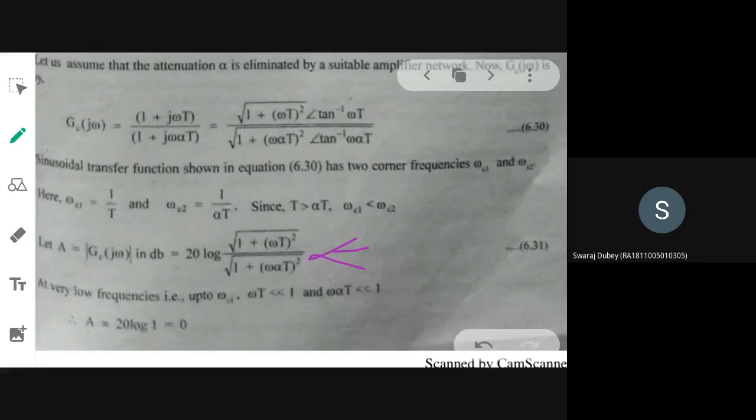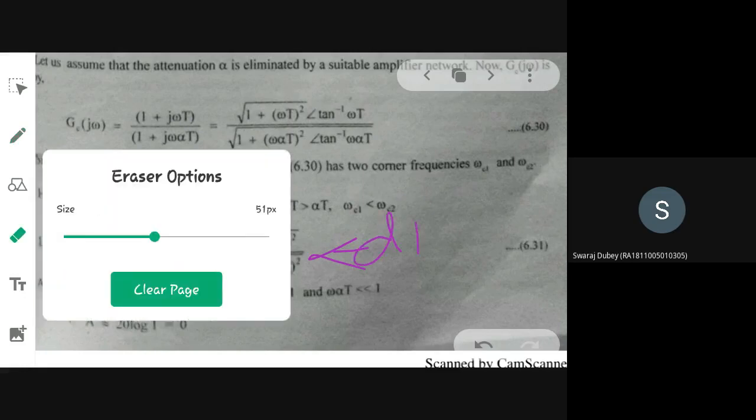Then as per the usual procedure you will be substituting different values of omega in that equation. You will be obtaining the phase angle and you will be obtaining the magnitude variation. That is what you are going to do. You are going to consider three cases like you have done for the lag compensator. First case is where omega T is less than 1 and omega alpha T is also less than 1.